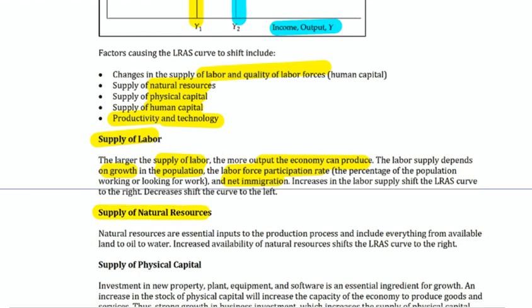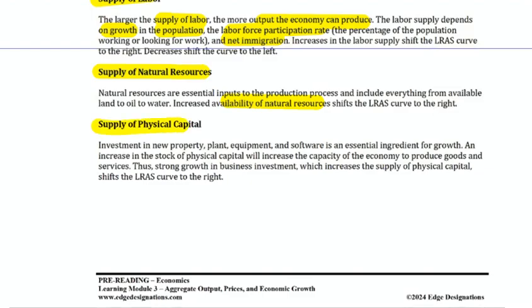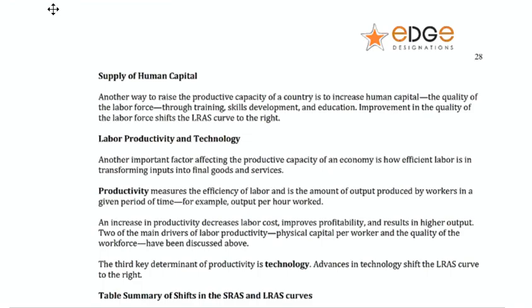Supply of natural resources. If there were an increase in available natural resources, that'll cause again the long run curve to shift to the right. Supply of physical capital, things like property, plant and equipment, software. All of these are key ingredients for growth, and again that will cause a shift in the long run curve.